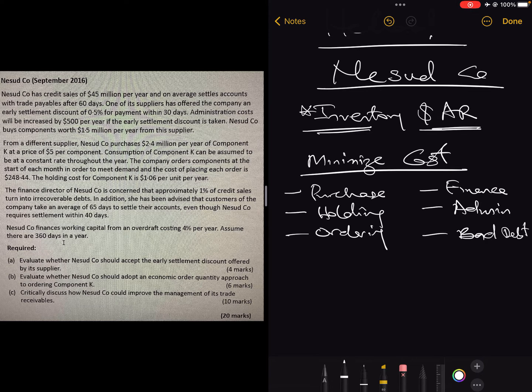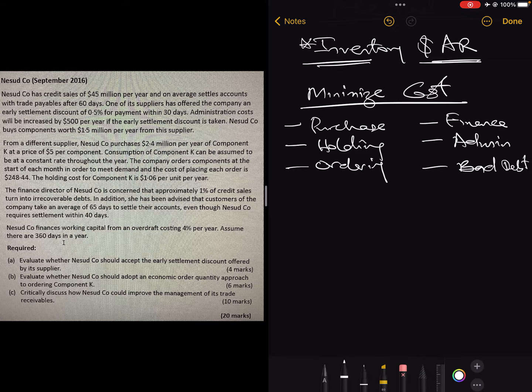Yeah, so if you read this question, you can take 1 or 2 minutes to read it. You have Nesud, who sells 45 million in a year, with payable days of 60 days. And now, one of its suppliers has offered this company 0.5% discount if, instead of paying within 60 days, it is happy to pay within 30 days. And once that happens, it means that Nesud will have to look for funds to pay within 30 days because naturally its business model is to pay within 60 days. And if it agrees to pay within 30 days, it will be spending additional $500 on administrative activities.